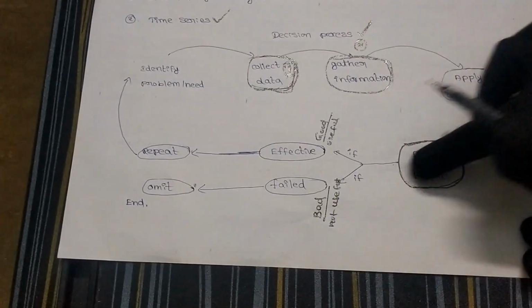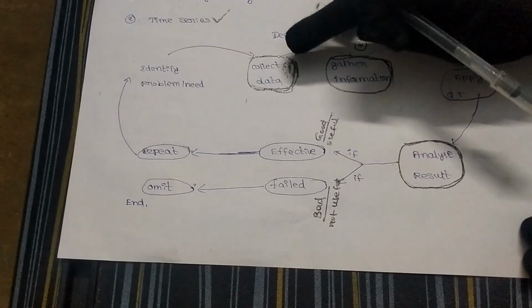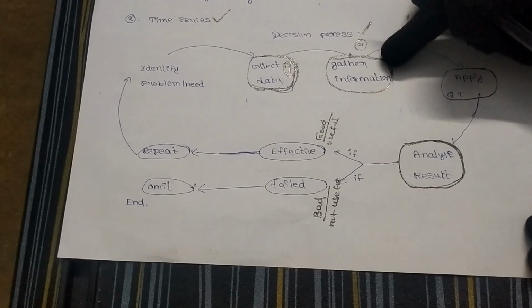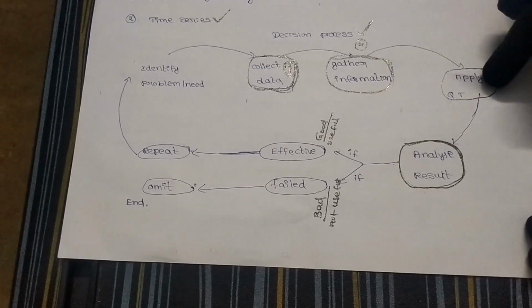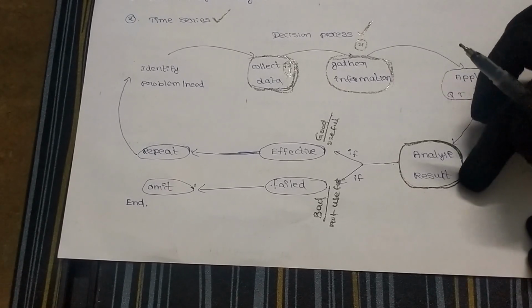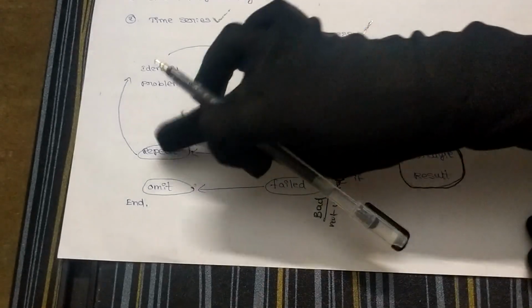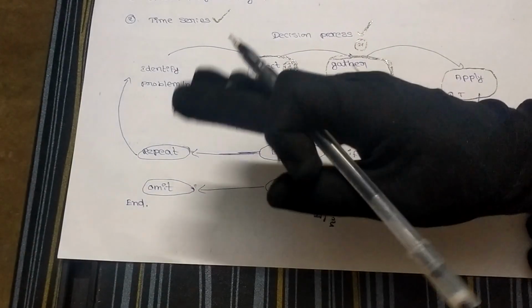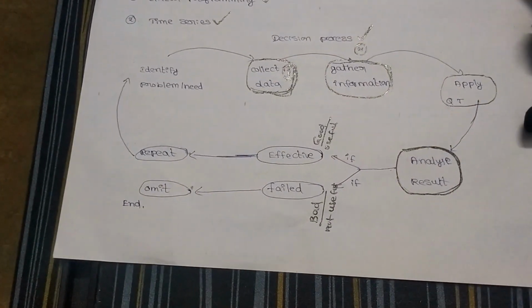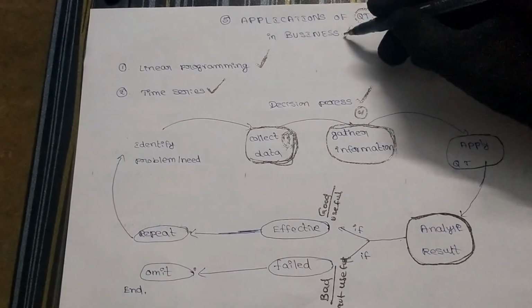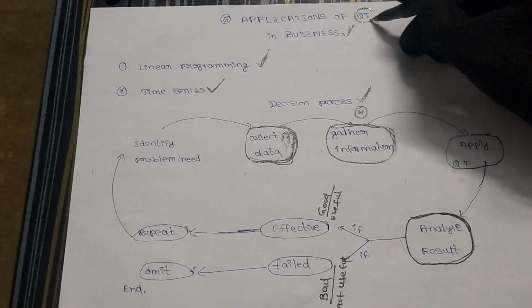So this is called the process of decision making. First you will be collecting the data. From the data you will take whatever the information is necessary. And the third one is applying the QT. After applying the QT, you will come to know what exactly the result is. If the result is good and useful, you will repeat it again. If the result is not good and not useful, then you are going to omit. Omit in the sense you are going to eliminate or avoid. So this is exactly the process of application in business. What do you apply here? Quantitative techniques.